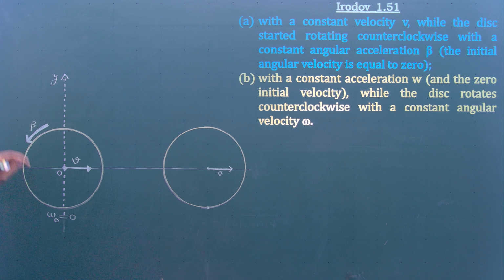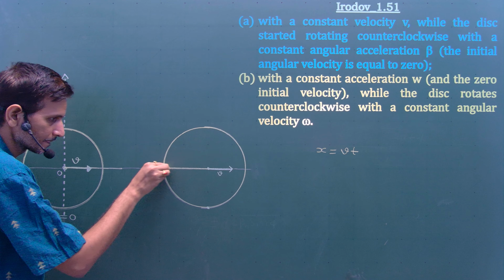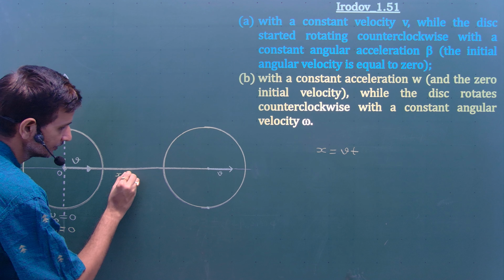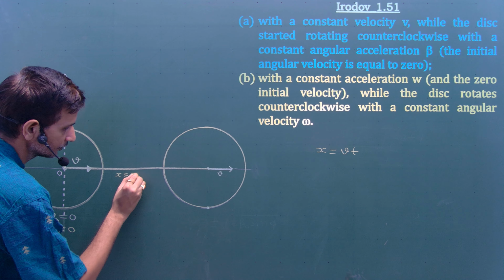This disk moves a distance x equal to vt. Why? Because the velocity of the center is constant. So the distance moved by the center is x equal to vt. So this center moves a distance vt. So this distance is x, which is vt. Now at this time the velocity of the center is still v.